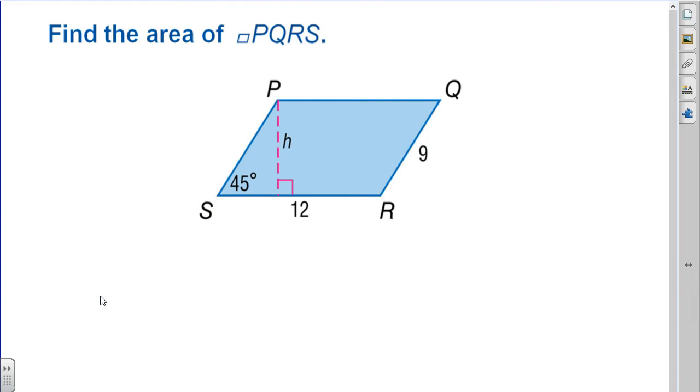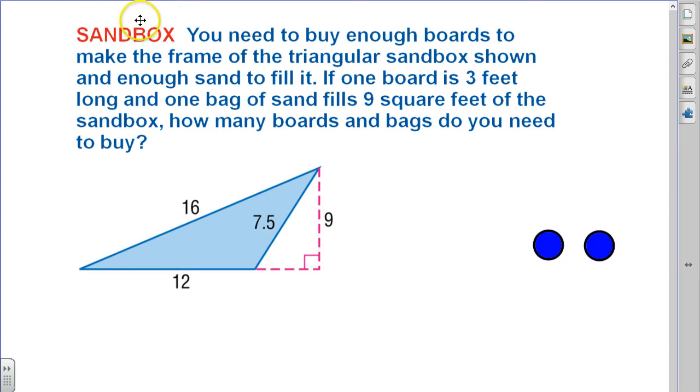All right. Next example here, I think it's a triangle one. Yeah. So you need to buy enough boards to make the frame of a triangular sandbox shown and enough sand to fill it. If one board is 3 feet long and one bag fills 9 square feet of sandbox, how many boards, how many bags do you need to buy? Okay, so this is really a two-part question. One for the boards, one for the sand, one for the bags.